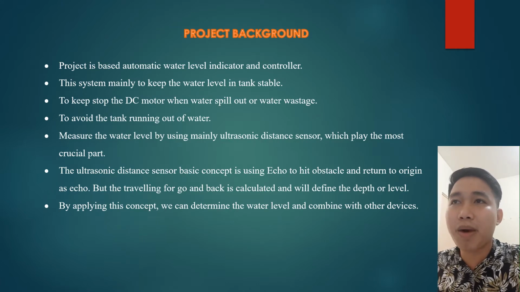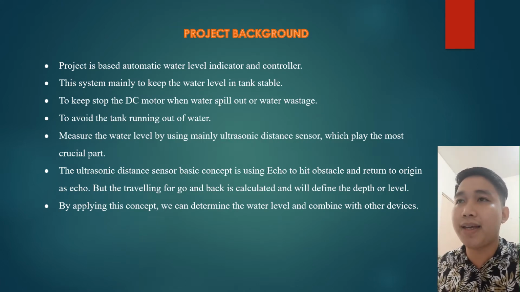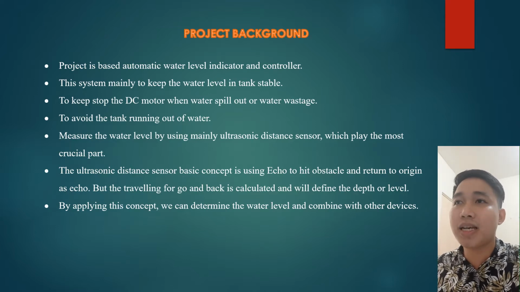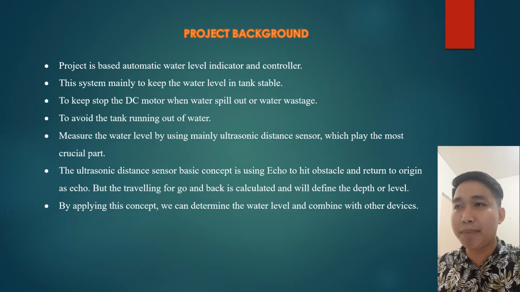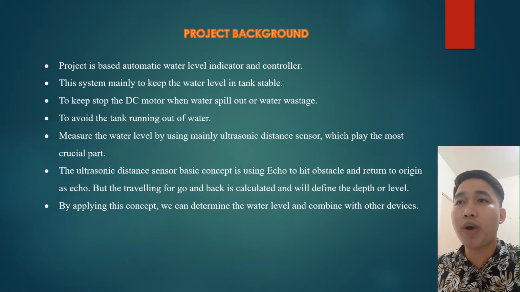And now I'm talking about the project background of my assignment. The project is based on an automatic water level indicator and controller. This system is mainly to keep the water level in the tank stable, to stop the DC motor when water spills out or is wasted, to avoid the tank running out of water, and also to measure the water level by using mainly an ultrasonic distance sensor, which plays the most crucial part in this project.